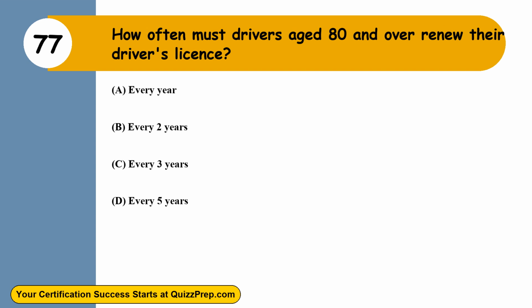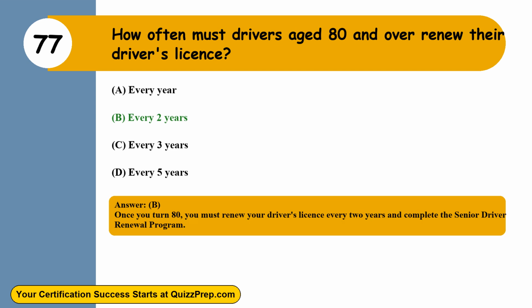Question 77. How often must drivers aged 80 and over renew their driver's license? Option A, every year. Option B, every 2 years. Option C, every 3 years. Option D, every 5 years. The correct answer is option B, every 2 years. Once you turn 80, you must renew your driver's license every 2 years and complete the Senior Driver Renewal Program.